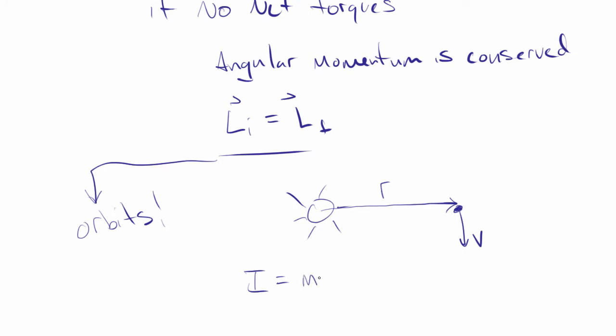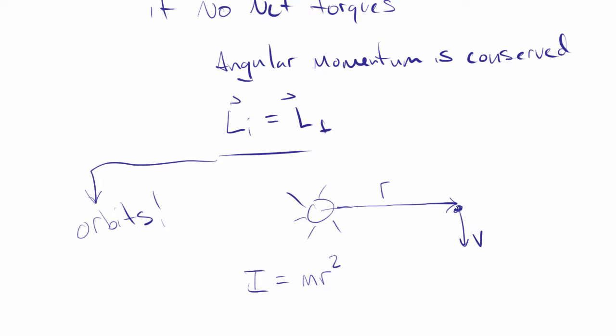No, it's mr squared. If you just have a discrete object, it's mr squared. Any object is going to have mass times radius squared; the coefficient just depends on the mass distribution. Here we just have sort of like a point object. So I is equal to mr squared.